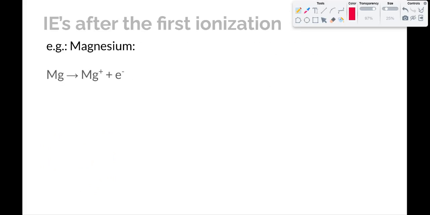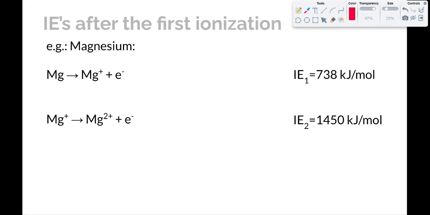Example, magnesium. The first ionization, you're taking a magnesium atom and you're removing 1 electron to make a magnesium 1+ ion. The ionization energy for this is 738 kilojoules for a mole of ions. If you do the second ionization, where you take that Mg+ and take another electron away to make it Mg2+, the ionization energy for that is larger. It's 1,450 kilojoules per mole, about twice as big. When we go to take the third electron away and make that Mg2+ into an Mg3+, the ionization energy doesn't double. It goes way, way up.